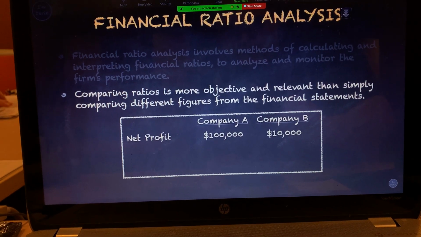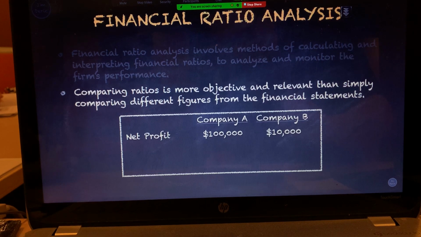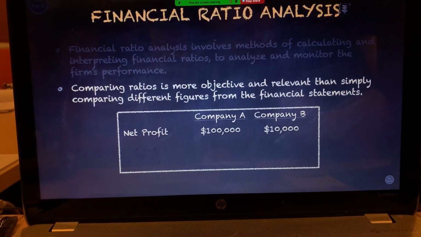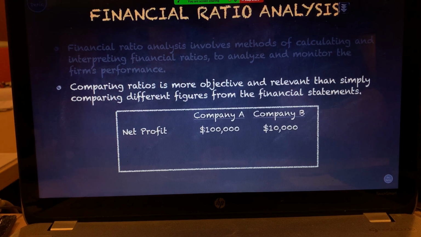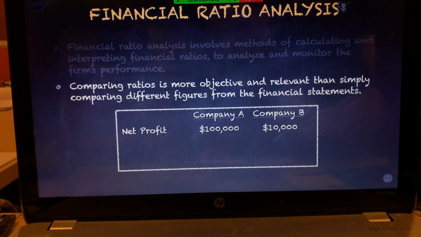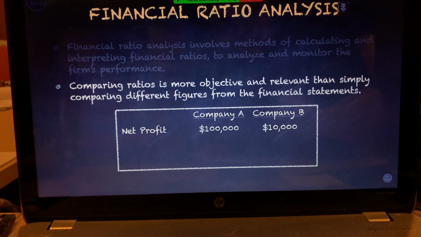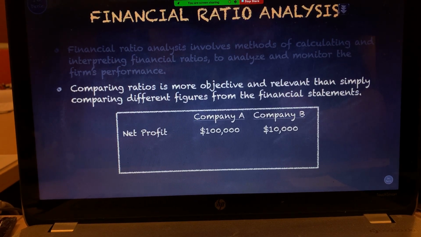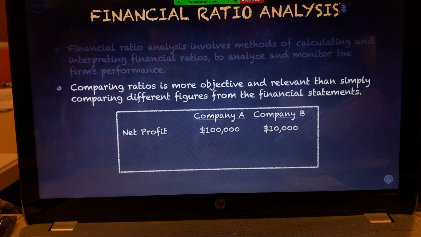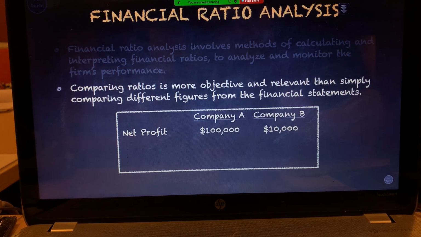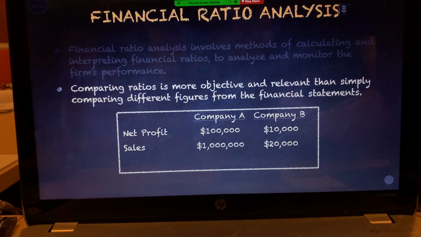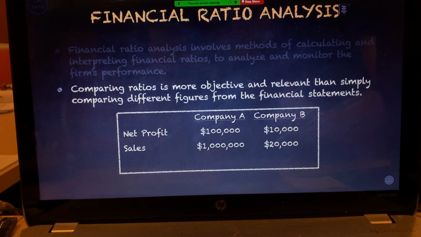Let's take an example. Net profit of Company A is $100,000, while for Company B is $10,000. So, Company A has made more profit than Company B. Can we simply make a conclusion by saying Company A is better than Company B? Of course not. One more thing we have to consider is the sales. Let's say the sales of Company A is $1 million, whilst for Company B is $20,000.